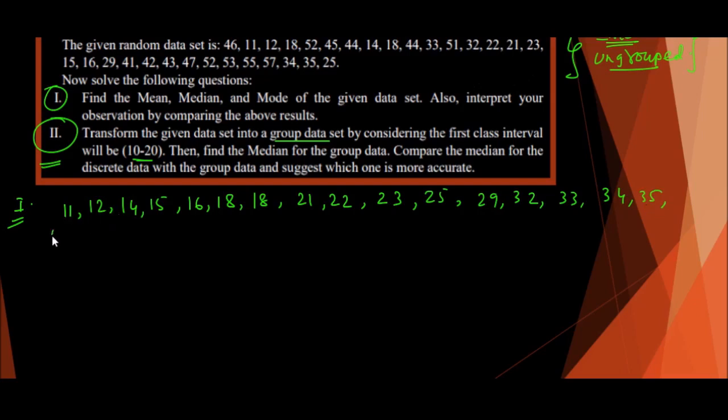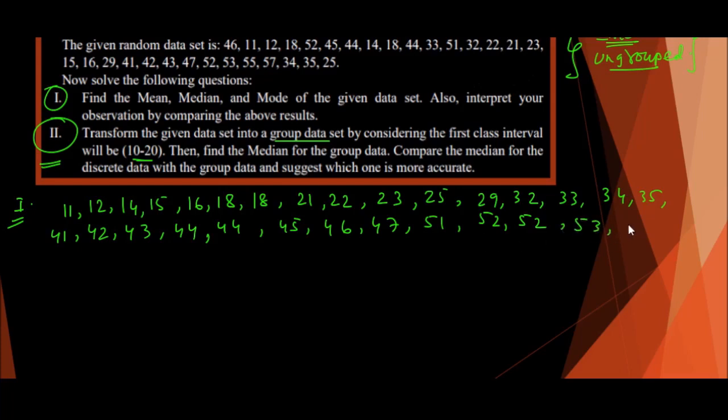Just sort it: 41, 42, 43, 44. Check, I guess 44 is twice. 44, 45, 46, 47, 51, 52, and here goes 52 again. After that 53, 55, and 57.